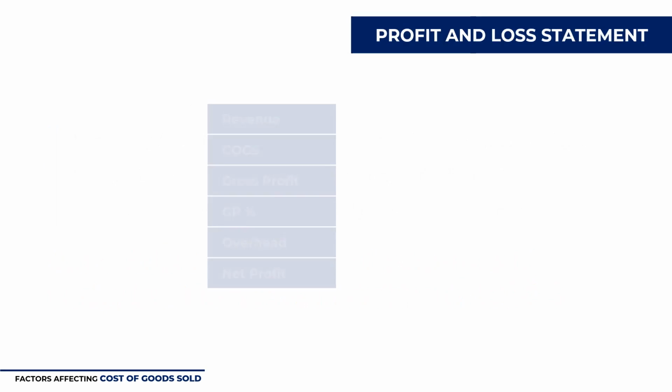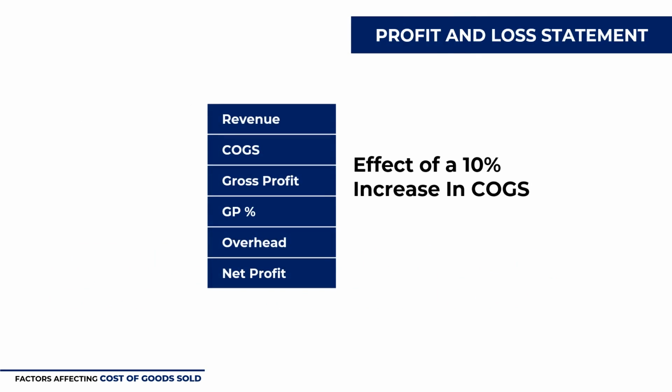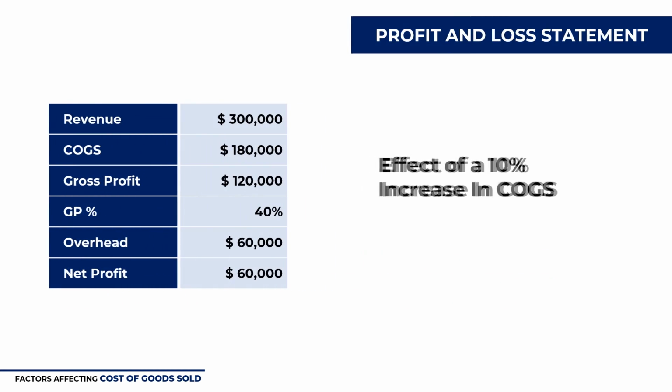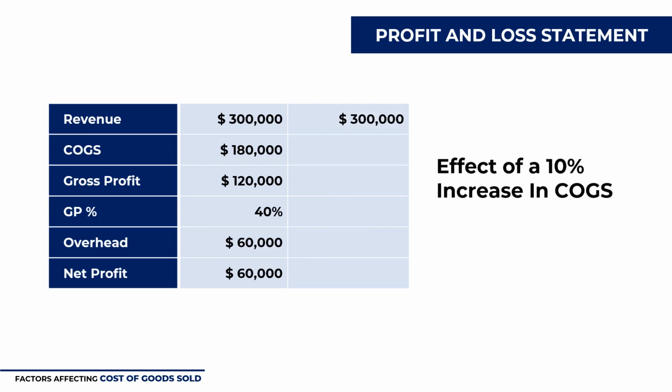So let's check out the damage to our bottom line if we experience a 10% increase in COGS. Let's again bring up the P&L for our widget company. Our revenue remains the same at $300,000. Let's increase our COGS by 10%, so we go from $180,000 to $198,000. That in turn lowers our gross profit from $120,000 to $102,000. Our gross profit percentage plunges from 40% to 34%, which is a massive 15% decrease.